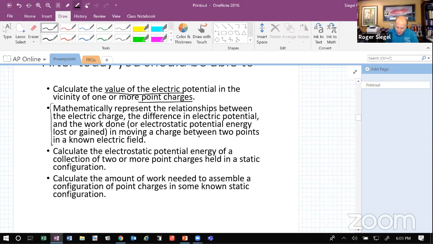Also today we're going to do some math. We're going to represent the relationship between charge, difference in potential, and work done. We're going to talk about work. We're going to calculate the electrostatic potential energy of a collection of 2 or more point charges, and calculate the amount of work needed to assemble some of these point charges. You're going to find some interesting problems here.